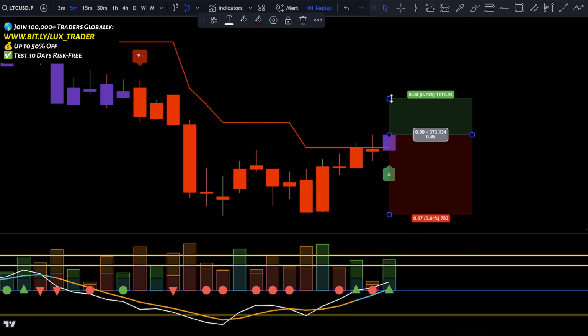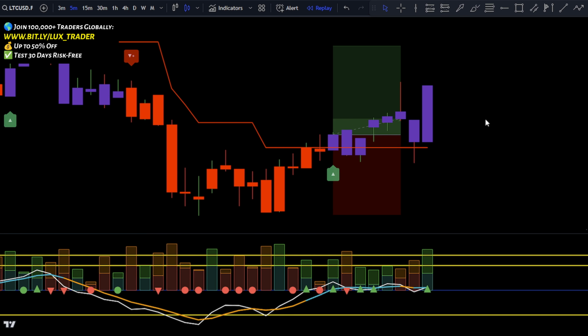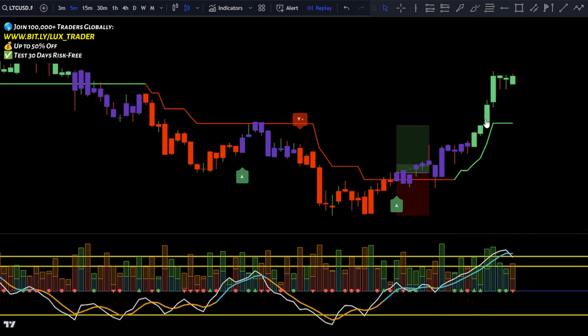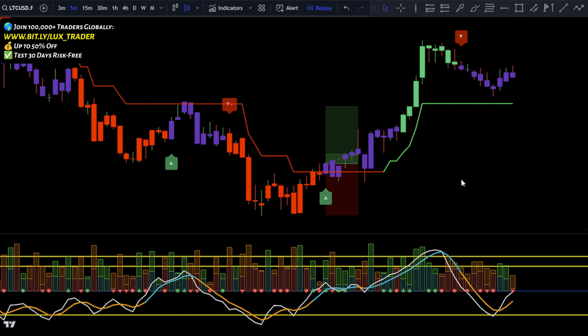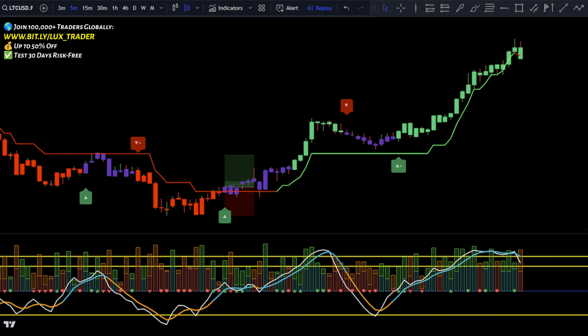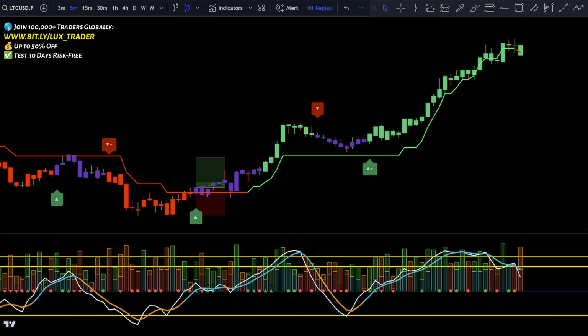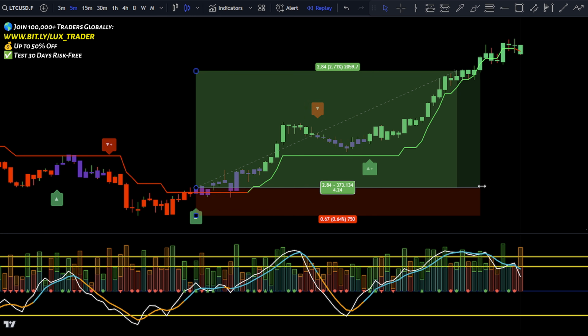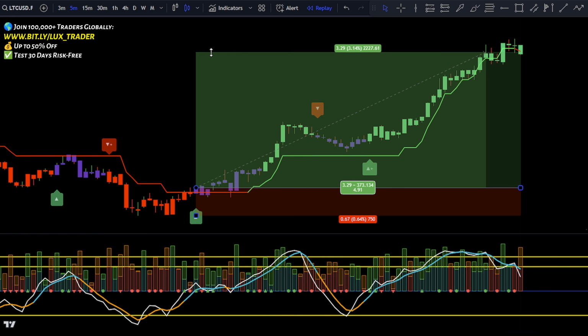Set your stop loss at the recent low. For profit taking, we won't use a fixed risk-to-reward ratio. Instead, we'll use a manual approach to maximize profits by relying on the trend catcher. Stay in the trade as long as the trend catcher remains green. Once it switches to red and the color change is confirmed by a candle close, exit the trade, and lock in your profit.